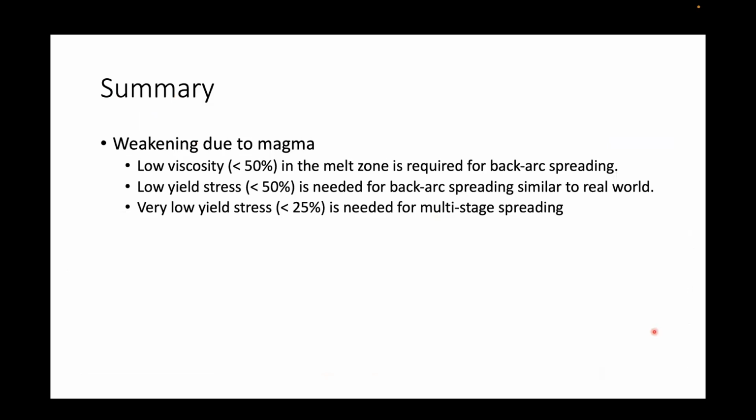So the summary is we need a weakening due to the magma, and the weakening effect on viscosity must reduce the viscosity by more than 50% to produce Vega spreading, and the yield stress reduction must be less than 25%. No, must be less than 50% if the present day's configuration of the Vega spreading is to be reproduced. And if we use a very low yield stress reduction, then we can produce a multi-stage spreading.